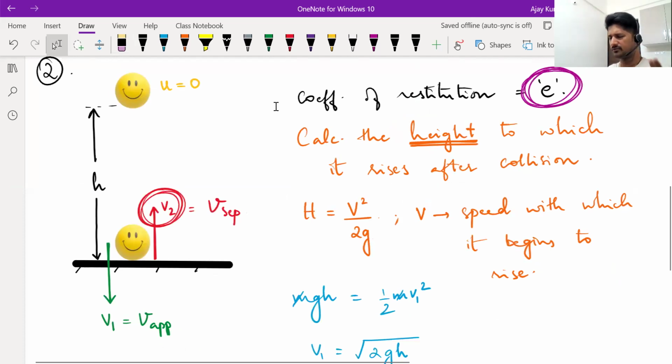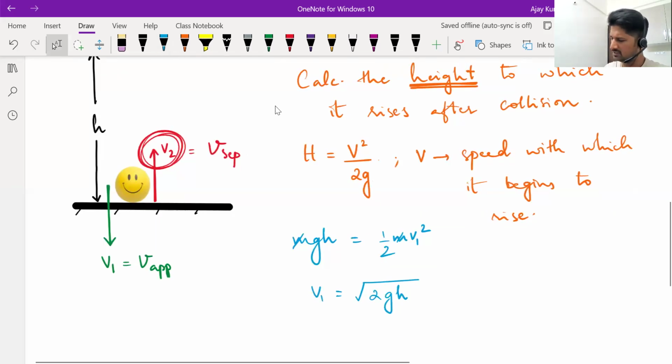Okay, listen, both of you. Just look at this as a collision between the ball and the earth. V1 is the speed of approach between the ball and the earth, and V2 is the speed of separation between them. That's all. And you have found the speed of approach, under root 2gh. If you know the speed of approach, how do you calculate the speed of separation?